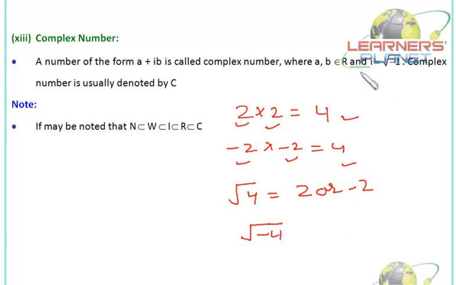Here we introduce a term that is i, or in other words iota. Iota is actually root of minus 1, and it is the symbol of an imaginary number. A combination of a real number and an imaginary number is called a complex number. Here A is a real number, that is the real part, and B is the imaginary part, and i is iota. So A plus iB, that is real plus imaginary, is a complex number.